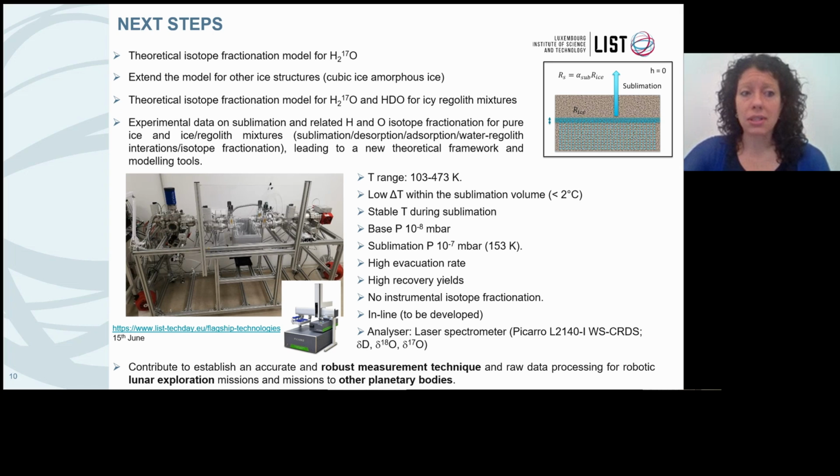This is the prototype that we have built, and we aim to study the sublimation and related hydrogen and oxygen isotope fractionation for pure ice and icy regolith, studying sublimation, desorption, adsorption, and isotope fractionation due to these physical processes, to have new data to fit the models. What is special about this prototype is the high evacuation rate, with which we aim at having a zero humidity ambient in the sublimation chamber, and a very low gradient within the sublimation volume.